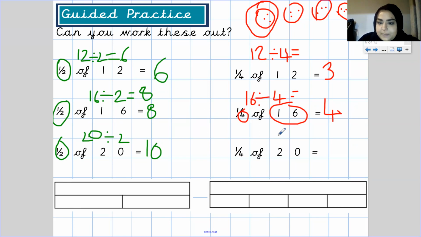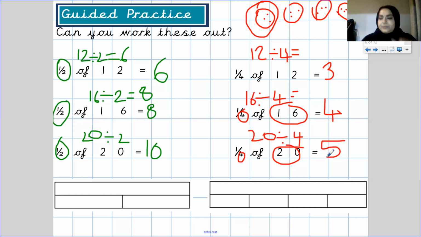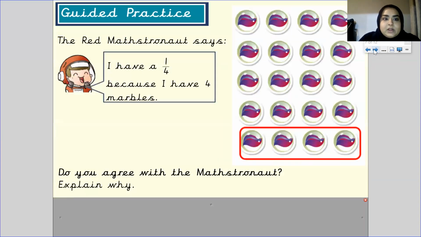Then over here, I am going to do 20 divided by 4. So divide it by the denominator, and that shall give you 5. Because look, I'm going to count it in 4s. 4, 8, 12, 16, 20, 5. So now those are the answers you should have got.